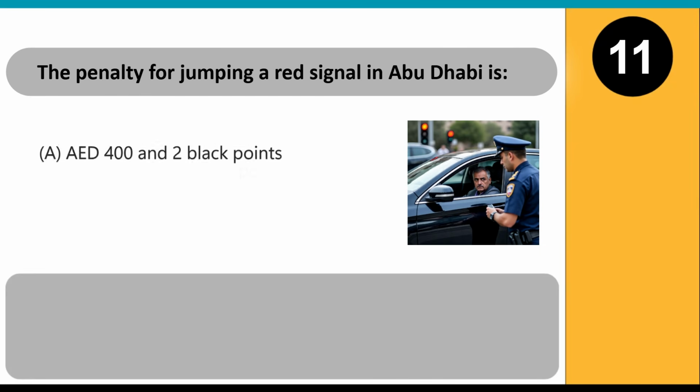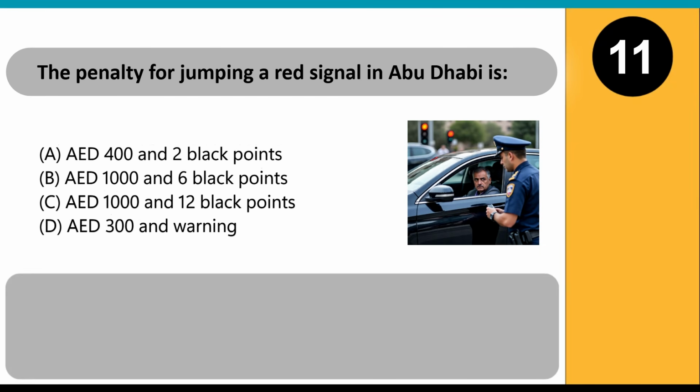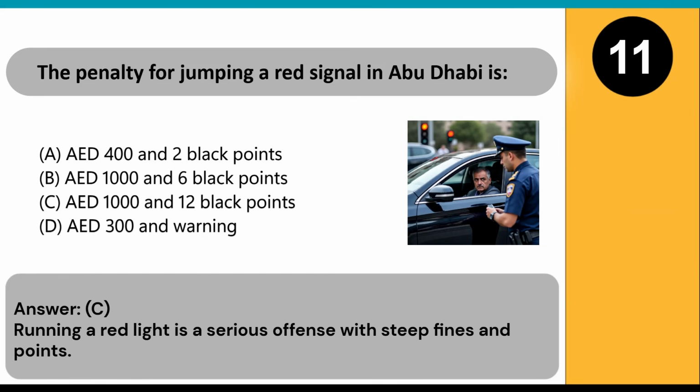The penalty for jumping a red signal in Abu Dhabi is: A. AED 402, black points. B. AED 1006, black points. C. AED 1012, black points. D. AED 300 and warning. Answer: C. Running a red light is a serious offense with steep fines and points.